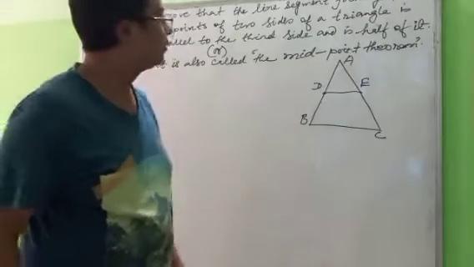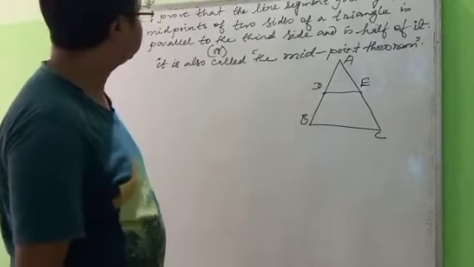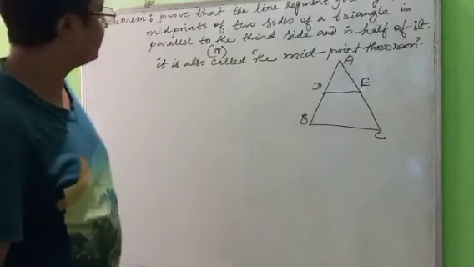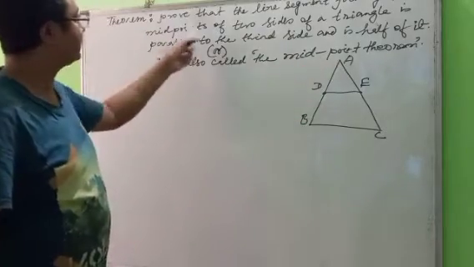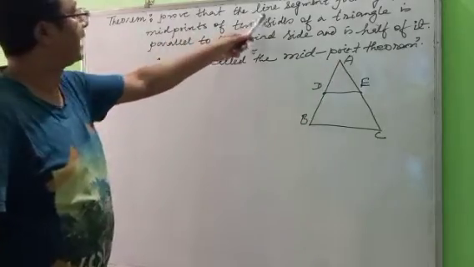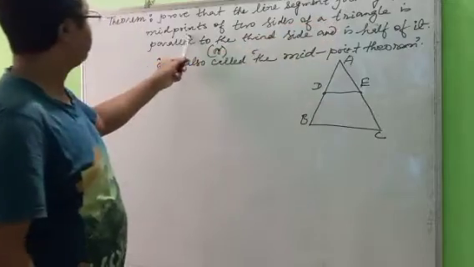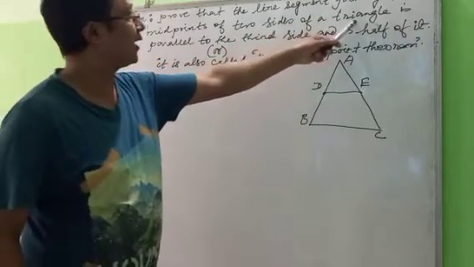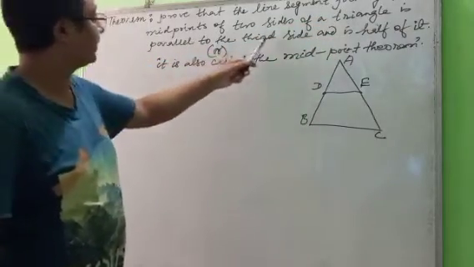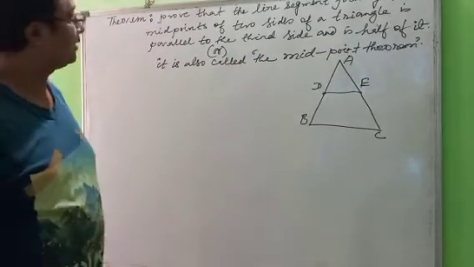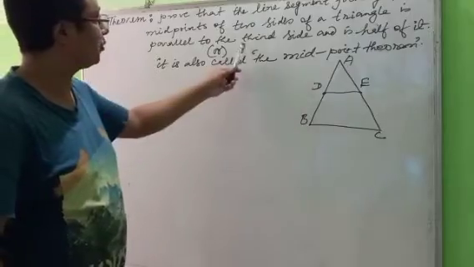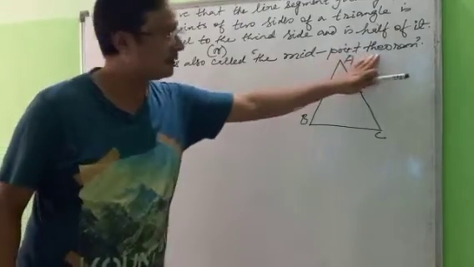Good morning, children. Today you are going to learn one of the most important theorems, called the midpoint theorem. The statement is: prove that the line segment joining the midpoints of two sides of a triangle is parallel to the third side and is half of it. This is a very important statement, and in short it is called the midpoint theorem.